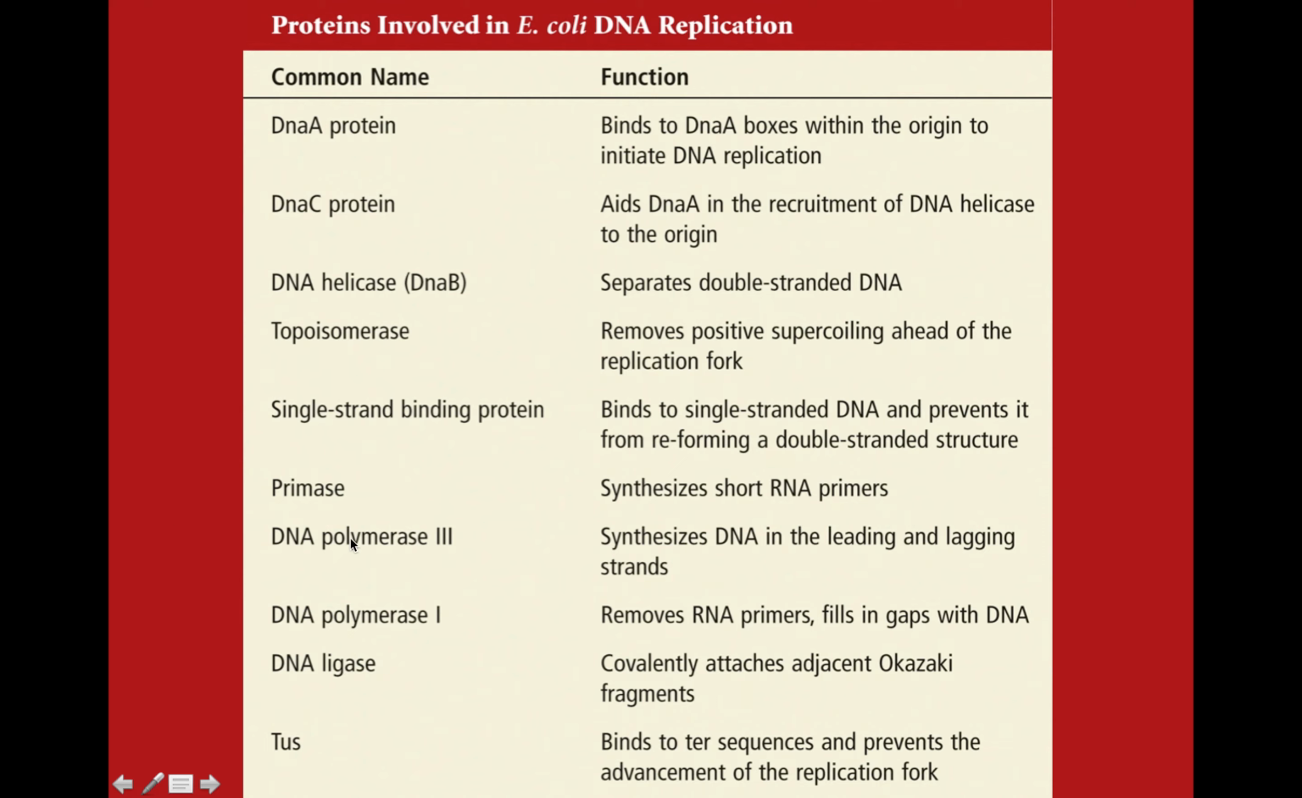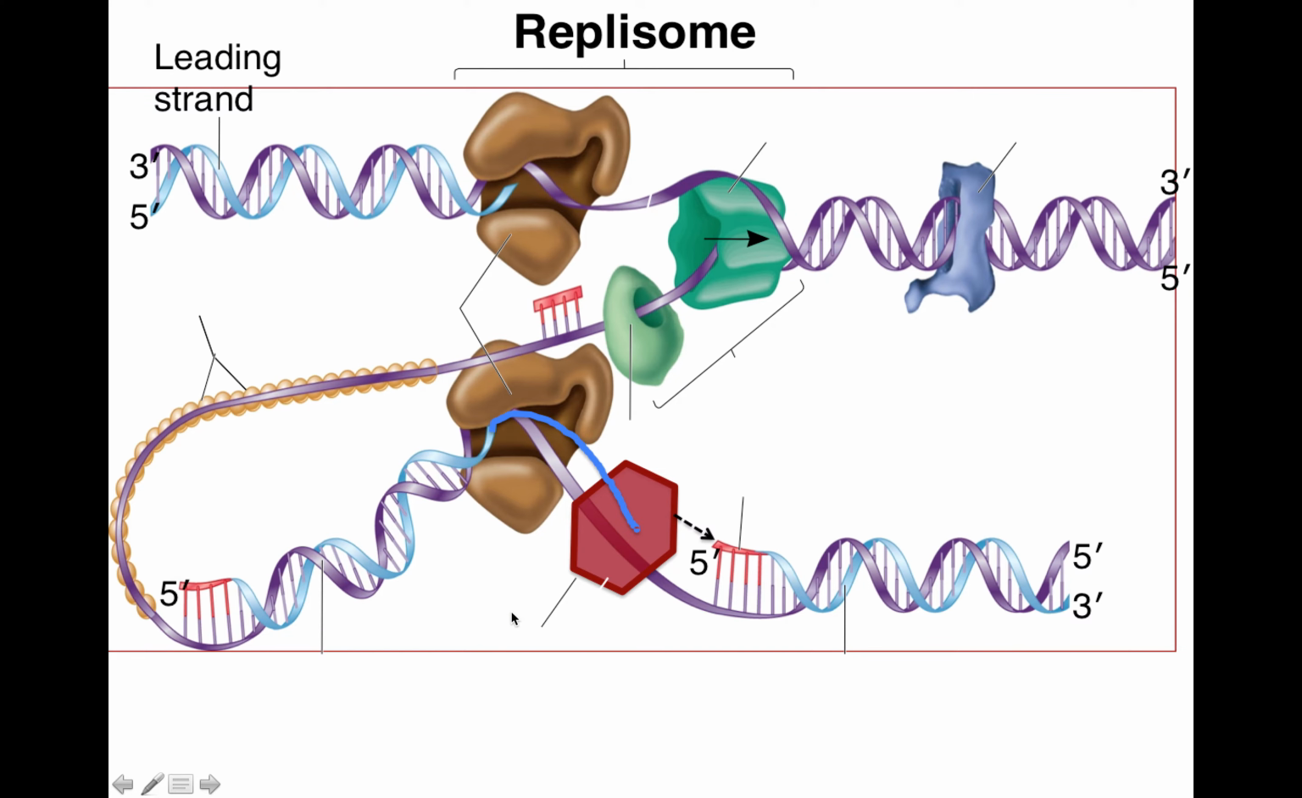A few of the important players are the DnaA protein, the helicase, topoisomerase, single-stranded binding protein, primase, Pol3, Pol1, ligase, and to terminate DNA replication, we need a Tus protein. So here's a replisome with all the important players, and we can go through and make sure we understand all of the players and what they do.